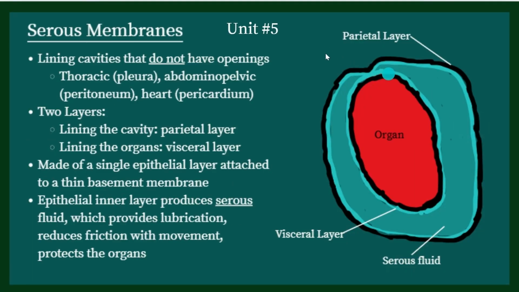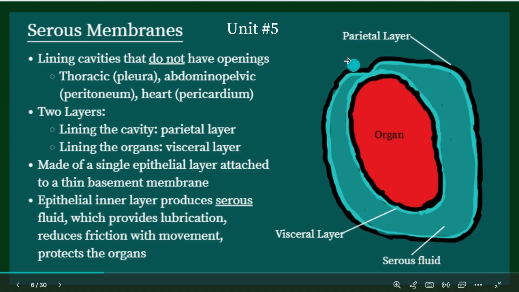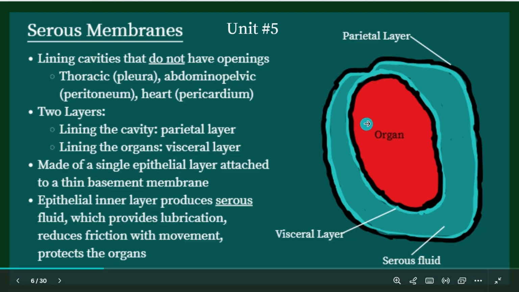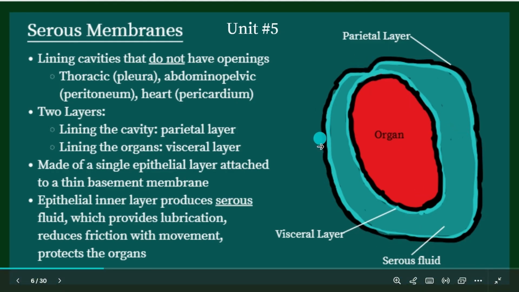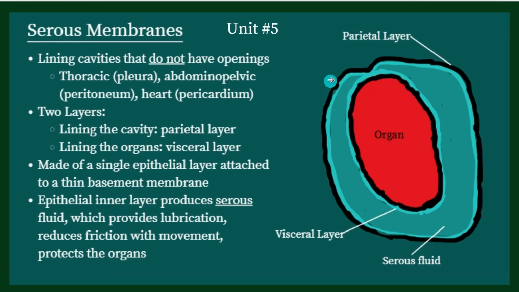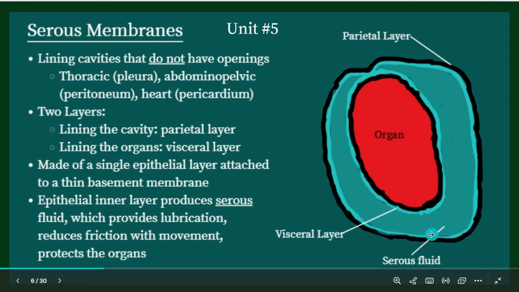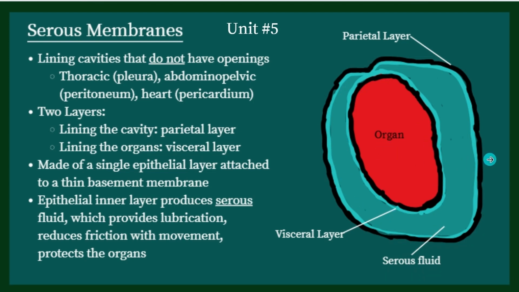All right, so here's just that slide from the membranes video about an organ being in the middle, and we'll have the visceral layer that's attached to the organ, and then we'll have the parietal layer, which creates a bubble, and then there's epithelial tissue in the center that makes fluid to protect that organ in the middle.